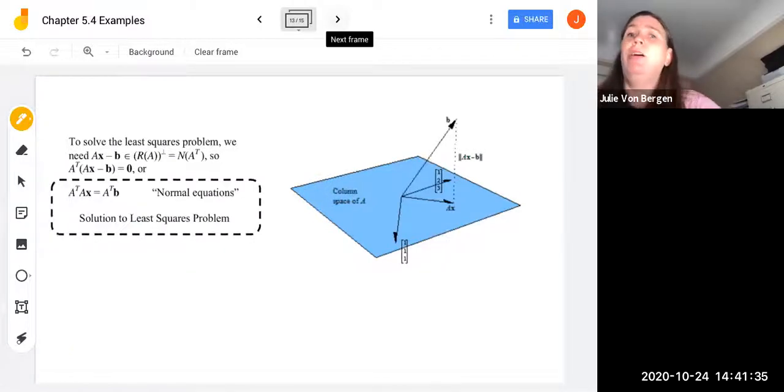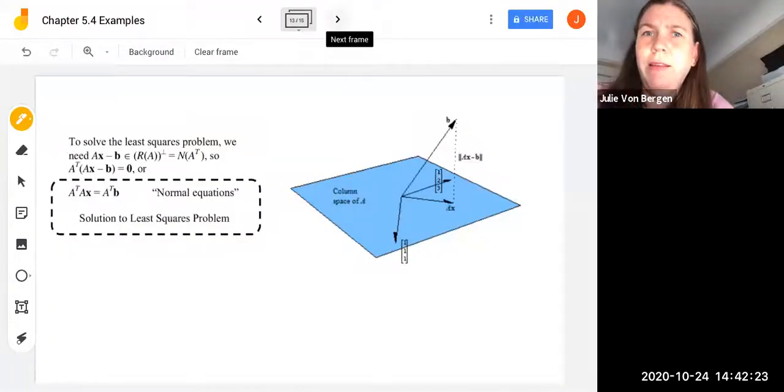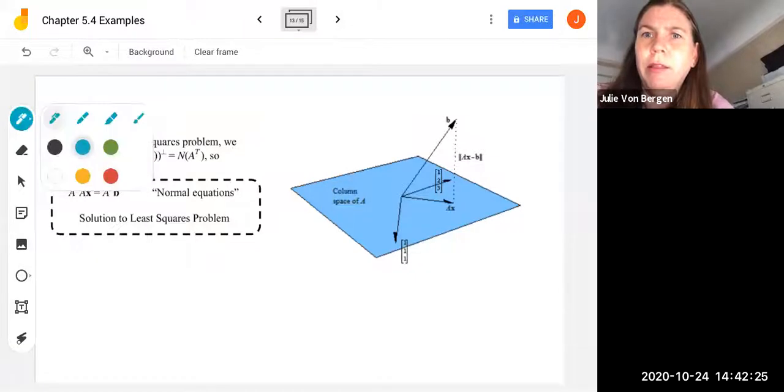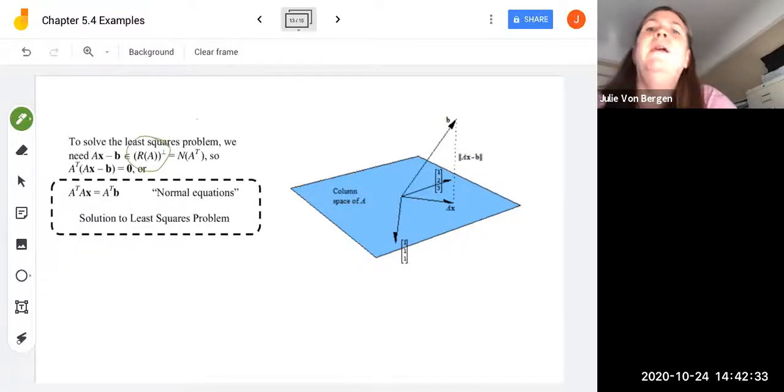All right, so now to solve our least squares problem, we need AX minus B to be in the orthogonal complement of the column space of A. That is R of A perp. And we know that's just the null space of A transpose.